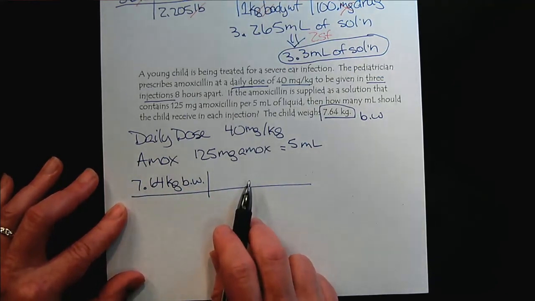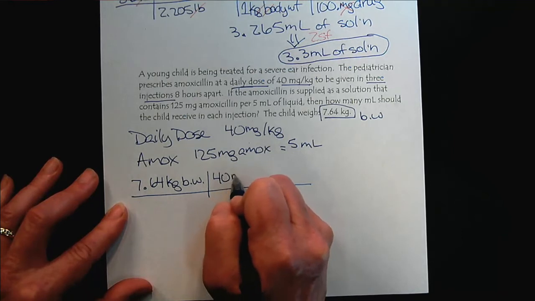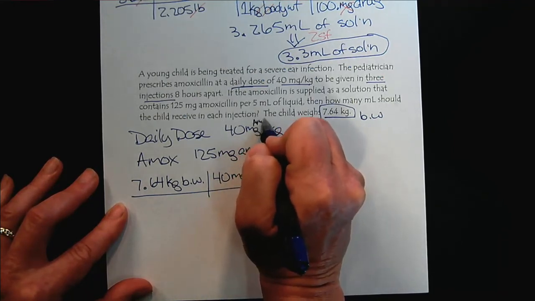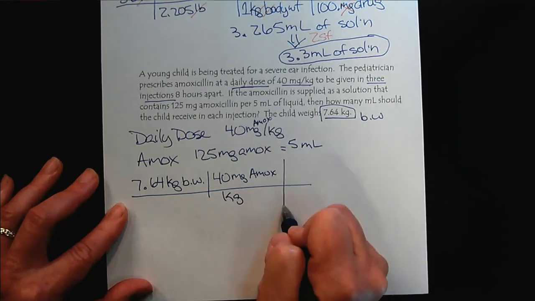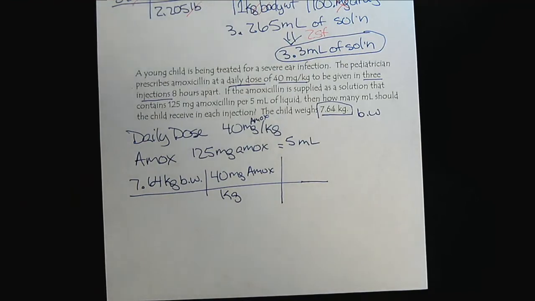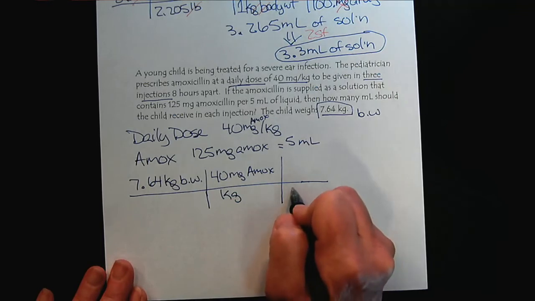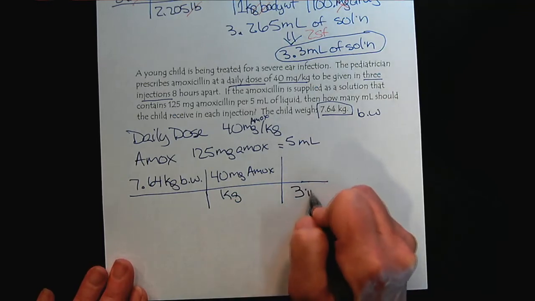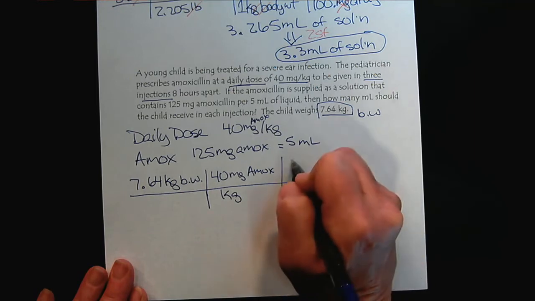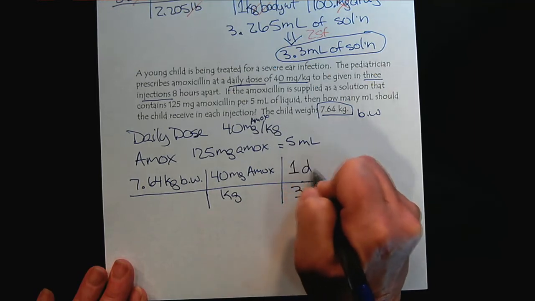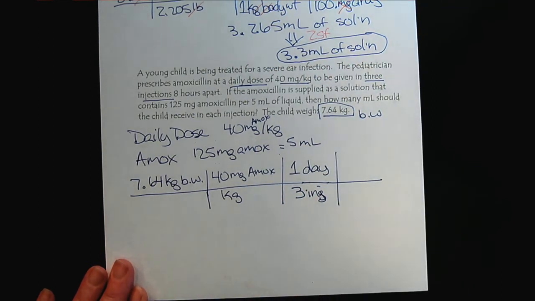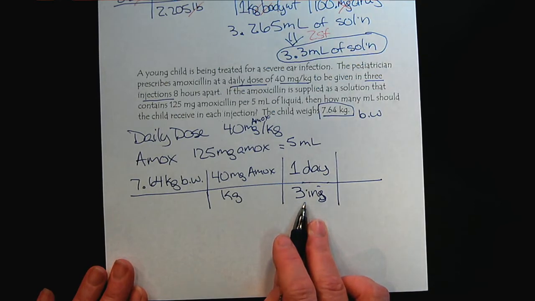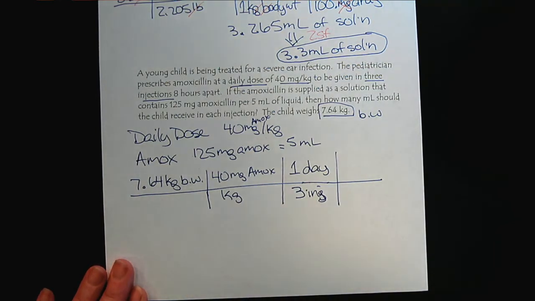Alrighty. And so there's 40 milligrams, and this would be the amoxicillin per kilogram of body weight. All right, and that's the entire dose. So now we're going to divide that into thirds, right? There's 3 injections per 1 day. All right. So those units are a little funky, but we'll sort it out at the end. All righty.